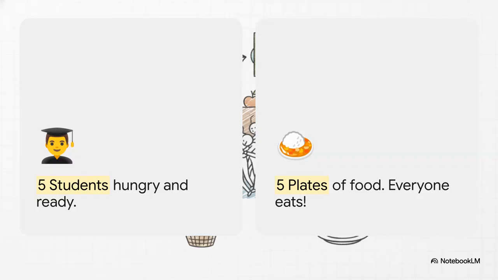Let's actually make this a bit more relatable. Imagine you and 4 friends are sitting down for a study session, 5 students total, and on the table there are exactly 5 plates of food. It's perfect, right? The math works out beautifully. Everybody gets a plate, everybody's full, everybody's happy. There is zero stress and zero competition in that room.